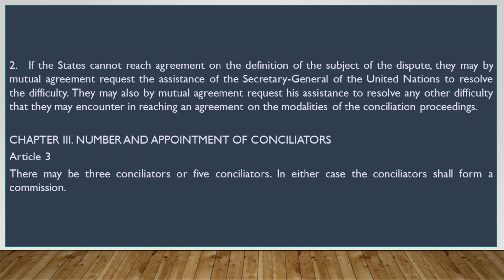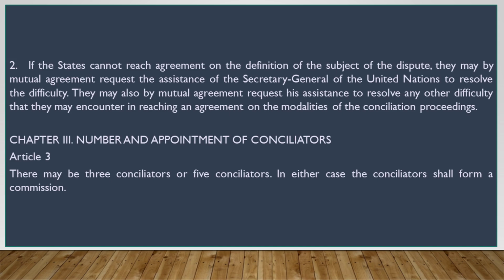2. If the states cannot reach agreement on the definition of the subject of the dispute, they may by mutual agreement request the assistance of the Secretary-General of the United Nations to resolve the difficulty. They may also by mutual agreement request his assistance to resolve any other difficulty that they may encounter in reaching an agreement on the modalities of the conciliation proceedings. Chapter 3. Number and appointment of conciliators.